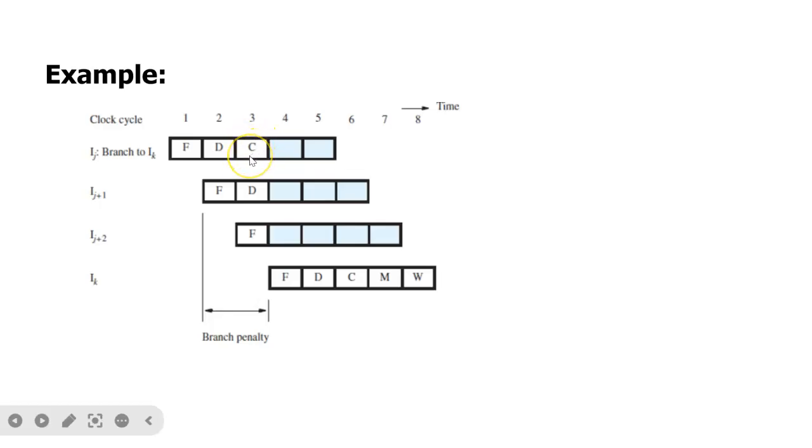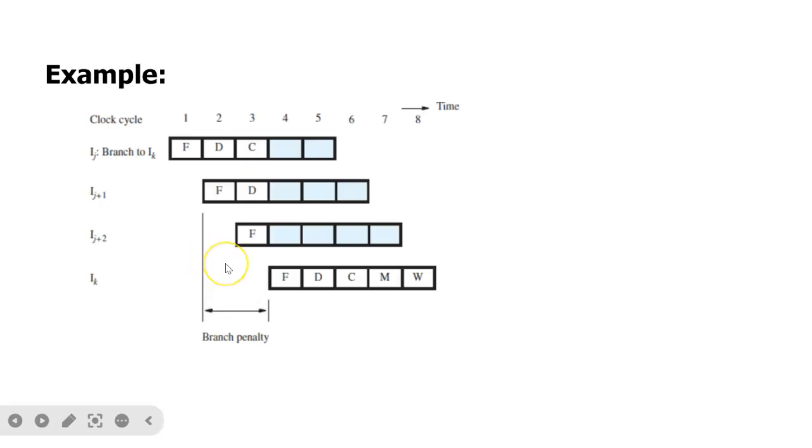So the target address will usually be computed. The target address is calculated by adding the current content of the PC with the branch target offset, isn't it? So that gives the next instruction that has to be fetched. That computation is done in the compute stage. Meanwhile, before the actual branch target address is calculated, ij plus 1 has entered the pipeline and the next instruction ij plus 2 has also entered the pipeline.